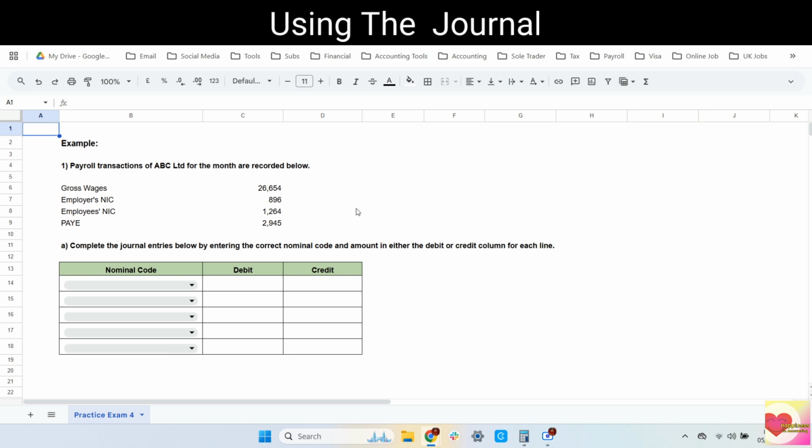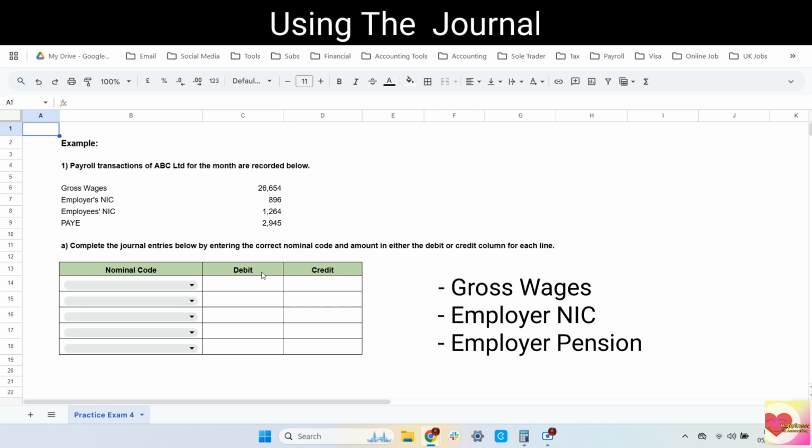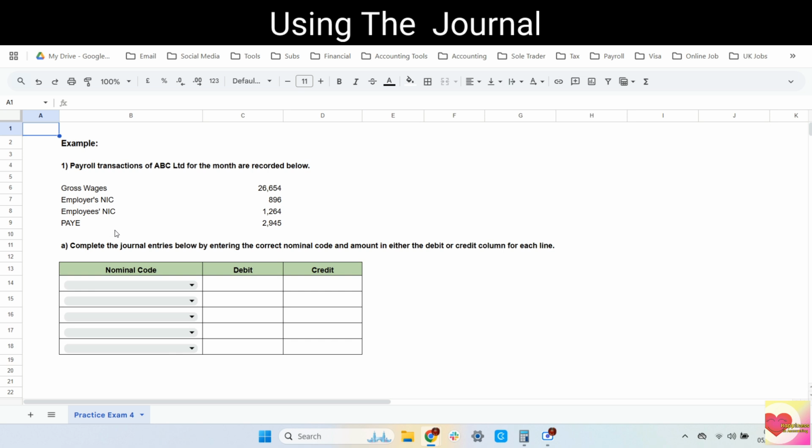We have to enter the journal entries needed in recording the payroll. Let's start in debit. Remember, the transactions we record in debit are the payroll expenses. The payroll expenses usually consist of 3 items: the gross wages, employer NIC, and employer pension. In our example, we don't have the pension, so we only have 2. So let's enter them. First is the gross wages and second is the employer's NIC. Then let's enter the amounts.